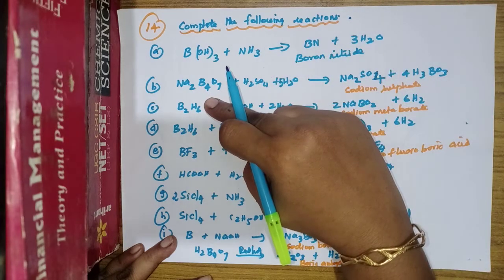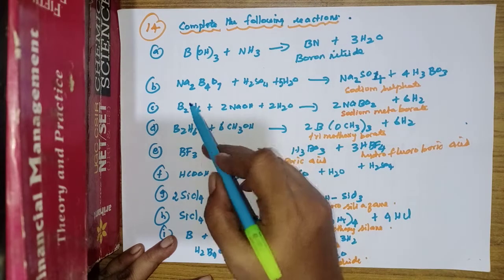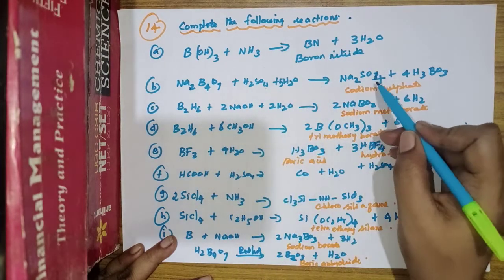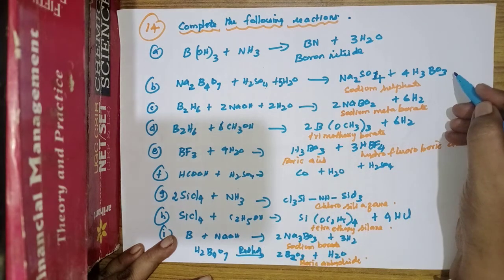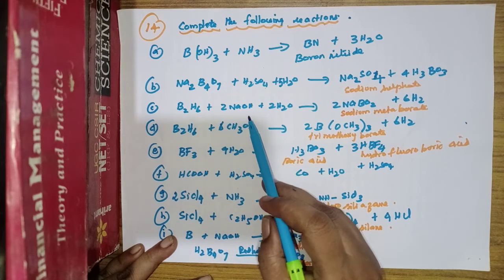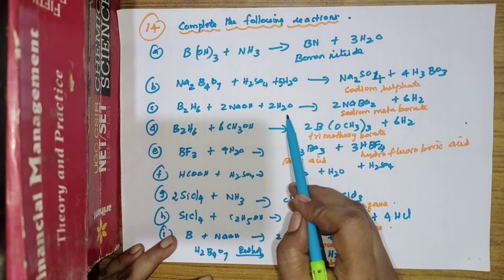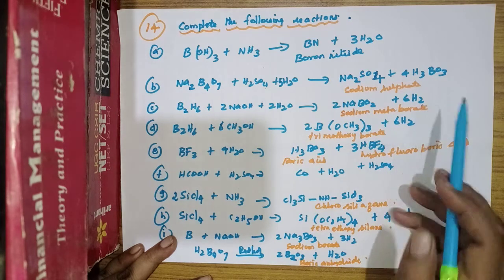Now this is borax, Na2B4O7, reacting with sulfuric acid and water. The sodium reacts with sulfate to give sodium sulfate, and the remaining is orthoboric acid, or boric acid. B2H6 is diborane. It reacts with sodium hydroxide and water, and gives sodium metaborate and hydrogen.